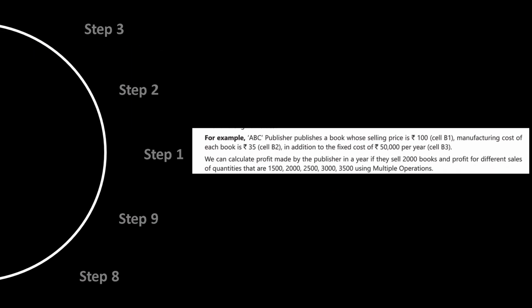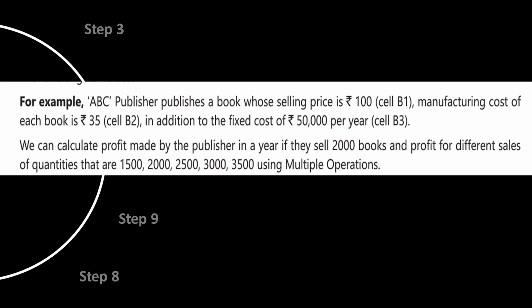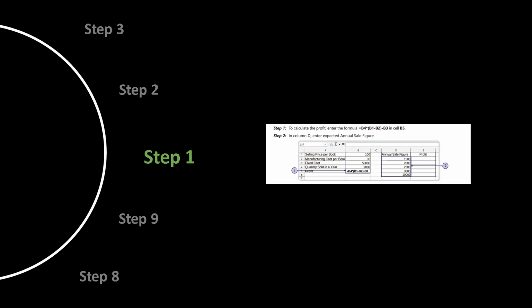For example, ABC Publisher publishes a book whose selling price is rupees 100, cell B1. The manufacturing cost of each book is rupees 35, cell B2, in addition to the fixed cost of rupees 50,000 per year, cell B3. We can calculate the profit made by the publisher in a year if they sell 2,500 books, and the profit for different sales quantities, that are 1,500, 2,000, 2,500, 3,000, 3,500, using Multiple Operations.